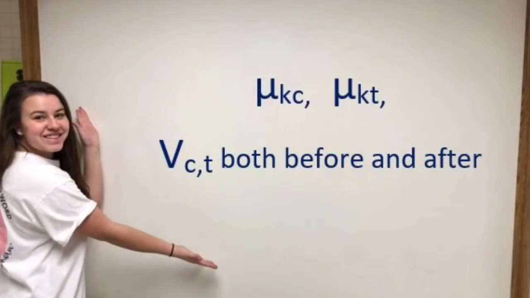By using all the physics concepts and equations we just talked about, we are able to determine the coefficient of kinetic friction between the tires and the road for both the car and truck, which will lead us to find the speed of each vehicle before and after the collision, which will lead us to which driver is at fault.